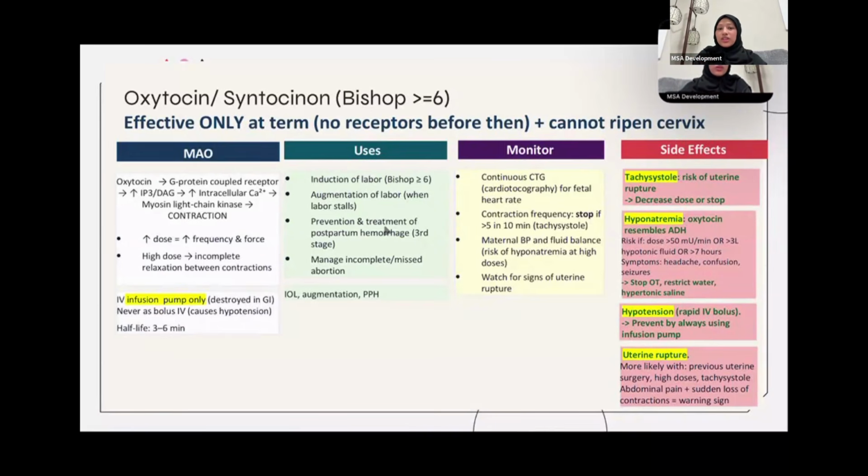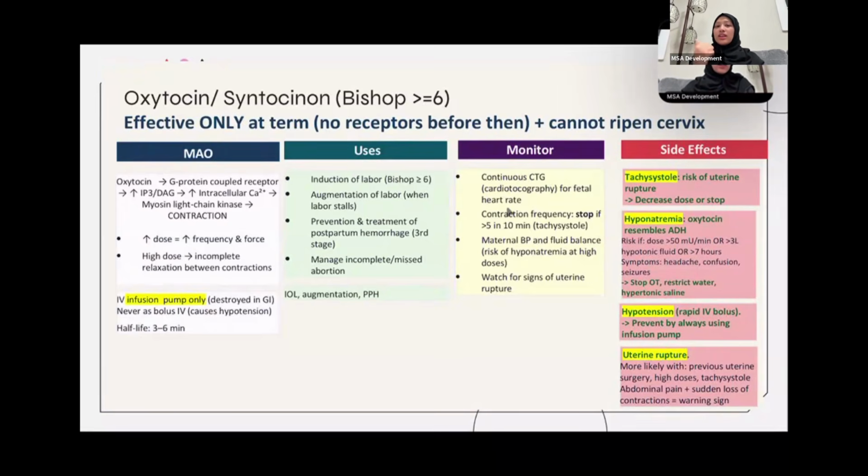Here, these are the uses: induction of labor, augmenting labor, helping someone who is already in labor, or postpartum hemorrhage. Postpartum hemorrhage is a condition in which, after delivery, the uterus fails to contract. It needs to contract to stop the bleeding, but it keeps bleeding out. So you want to contract that uterus even postpartum, and that's when you can use oxytocin again.